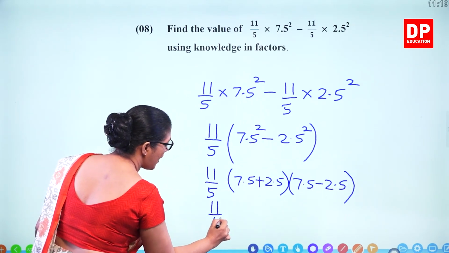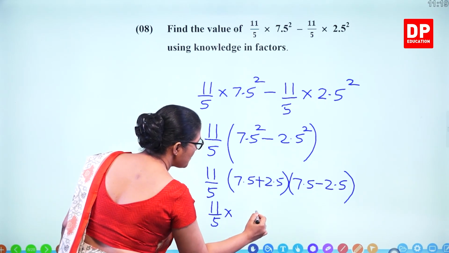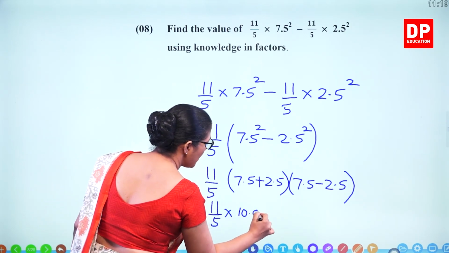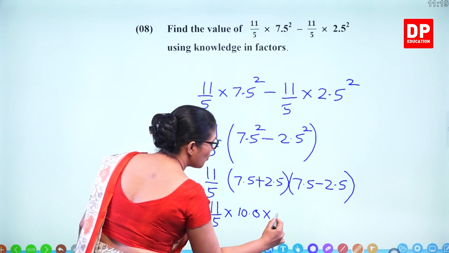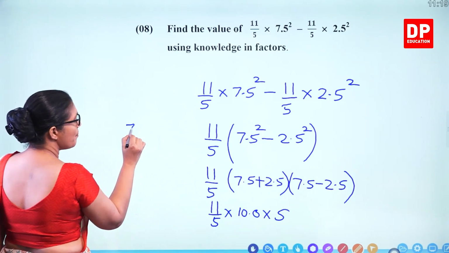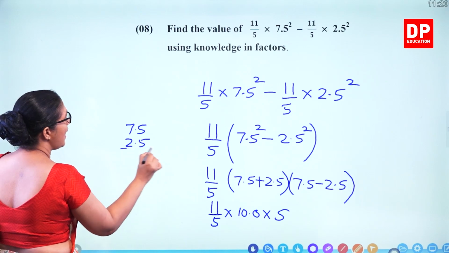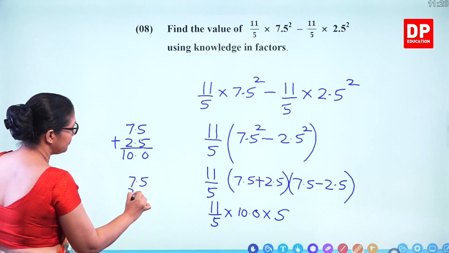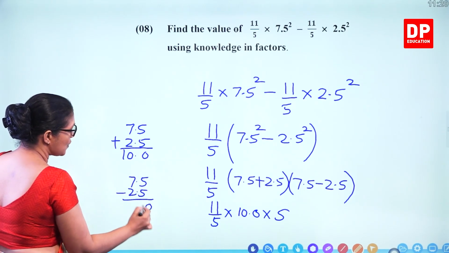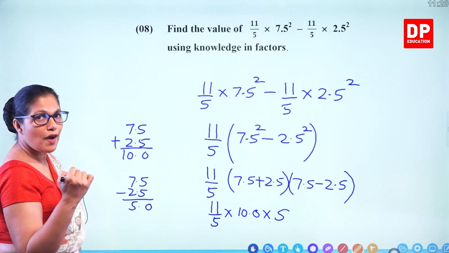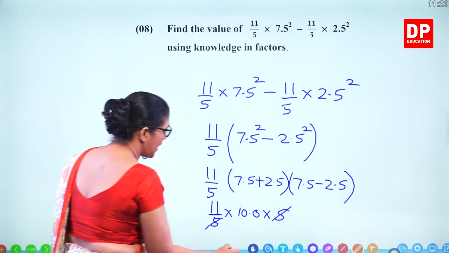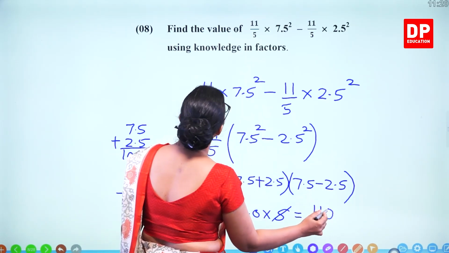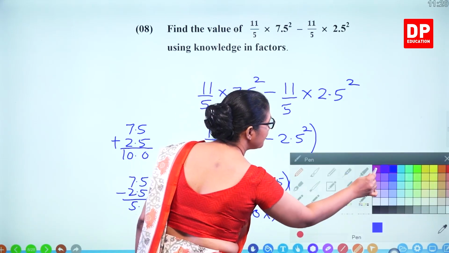So 11 over 5, addition becomes 10. Subtraction becomes, when you subtract you get 5. If you can't do it at once, you better write in a column and add. That's addition. Subtraction, 5 minus 5, 7 minus 2, 5. So that's 5. Now 5 and 5 get cancelled out. 10 into 11, 110 is the answer. So 2 marks for that.